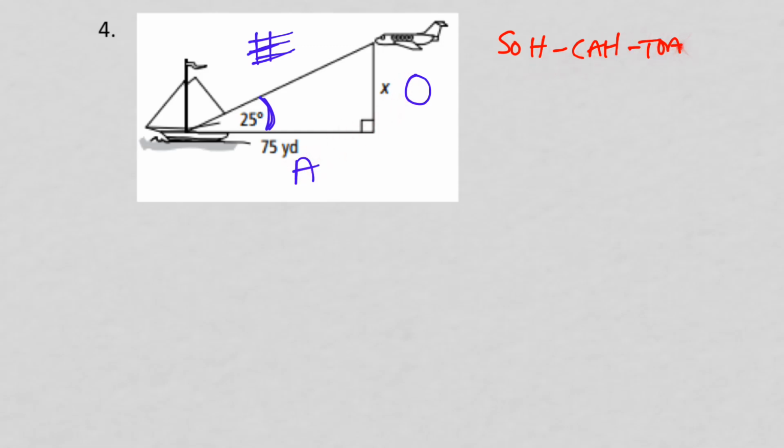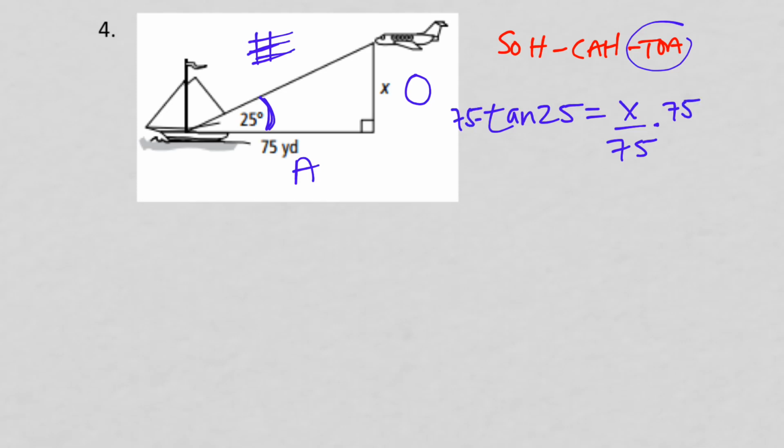In SOHCAHTOA, OA is going to be here with TOA, which means I'm going to use tangent. So I'm going to write tangent of 25 degrees equals opposite, which is x in this case, over adjacent. And once I have that set up, my job is then to solve the equation. So I'm going to multiply both sides by 75. And then once we get to this point, this is the job of the calculator, or Desmos. If you press that into Desmos, for instance, you'll find that the height, or this missing side, is going to be approximately 35 feet.